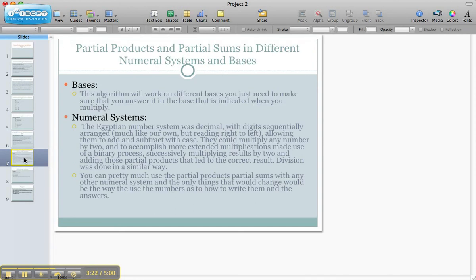Partial products and partial sums in different numeral systems and bases. For the bases, this algorithm will work on different bases. You just need to make sure that you answer it in the base that is indicated when you multiply.